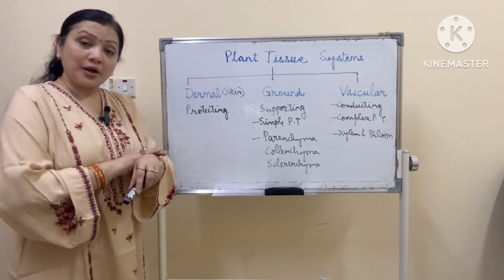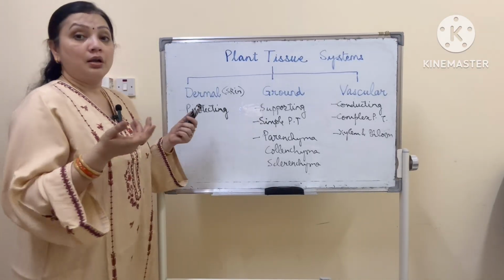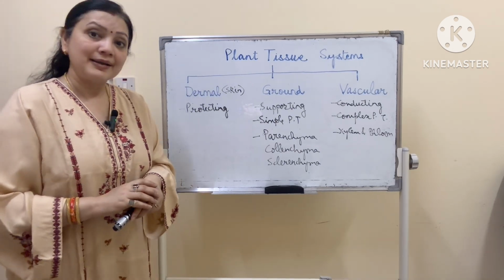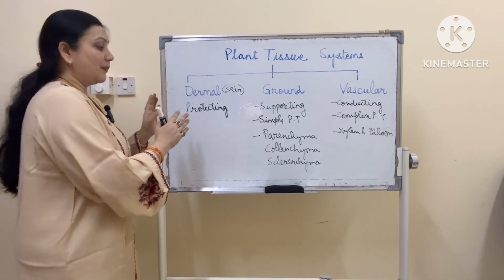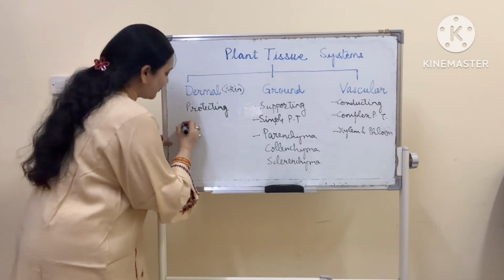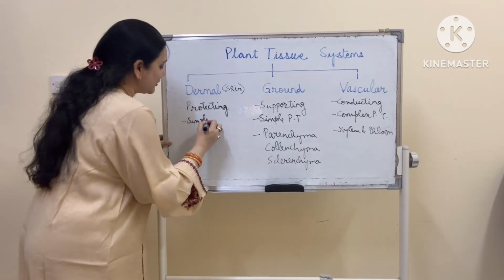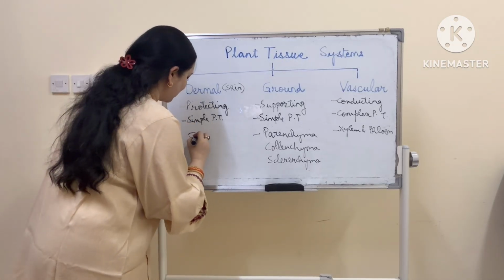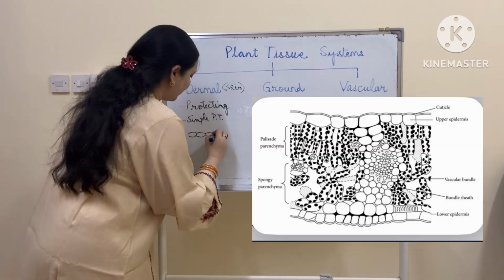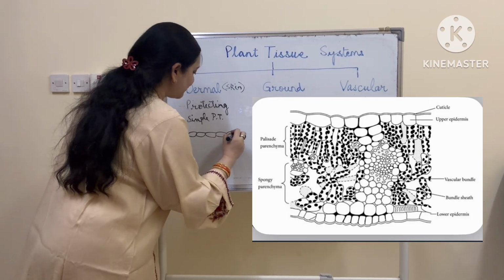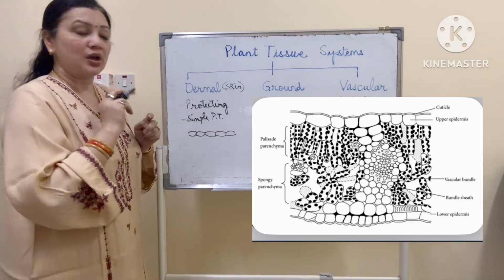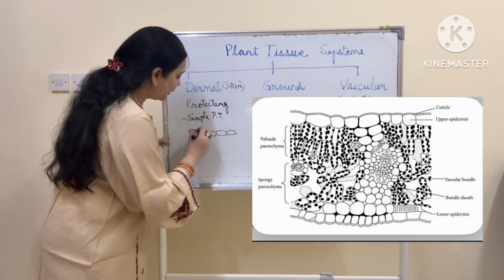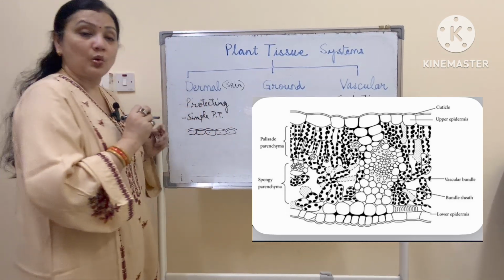The skin, our body is also covered with skin, and apart from protection, there are so many more functions of our skin. So in the same way, the plant skin, it is made up of simple permanent tissue. That means all the cells will be of one type. If we look at the cross section of a leaf, we see thin cells placed right next to each other with nucleus. They are all living, and a thin covering is present over it.